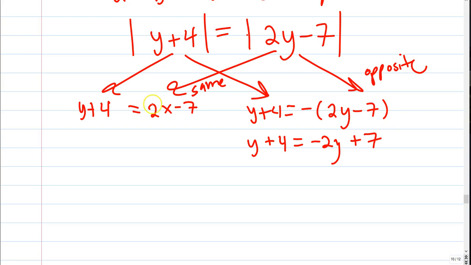I don't know why I made that an x over there. I hope you're yelling at your screen. We need one variable there. Alright, so we're going to solve this just like we have in the past, isolating the variable.